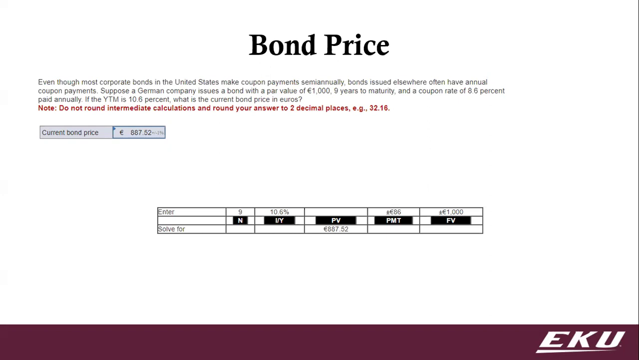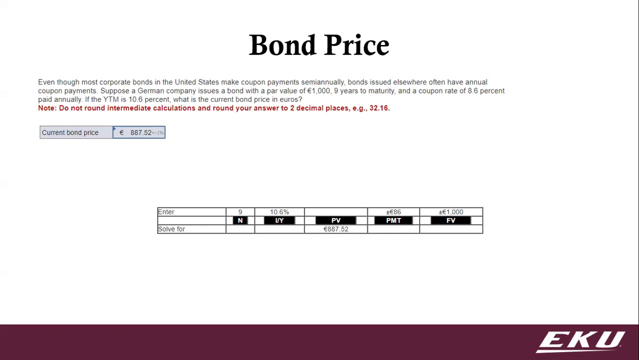They tell us the number of years to maturity. They tell us the coupon rate. They tell us the par value. So the coupon rate times the par value will be the annual payment. They tell us the yield to maturity, and they ask what is the current bond price. And the current bond price would be the present value of those intermediate payments and the present value of that par value at the end.